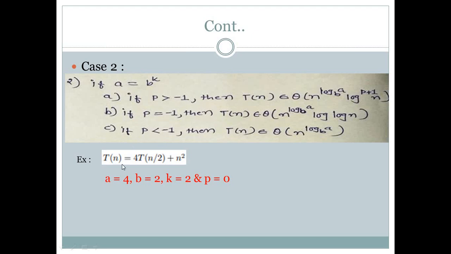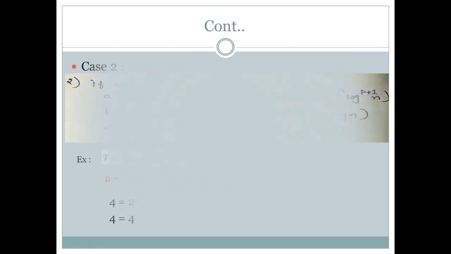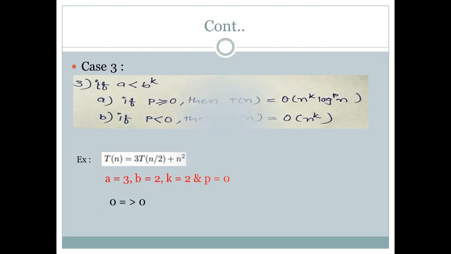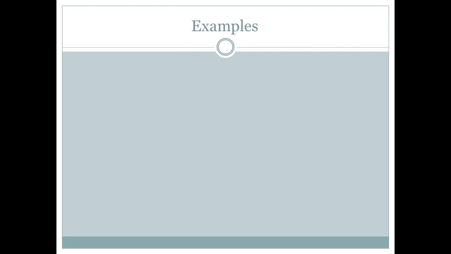We checked that in this equation a is equal to 4, b is equal to 2, k is equal to 2 and p is equal to 0, so we can apply case number 2 here. Again, for this equation we can see that case number 3 will be applicable. So now it is time for some example solving of the master method.